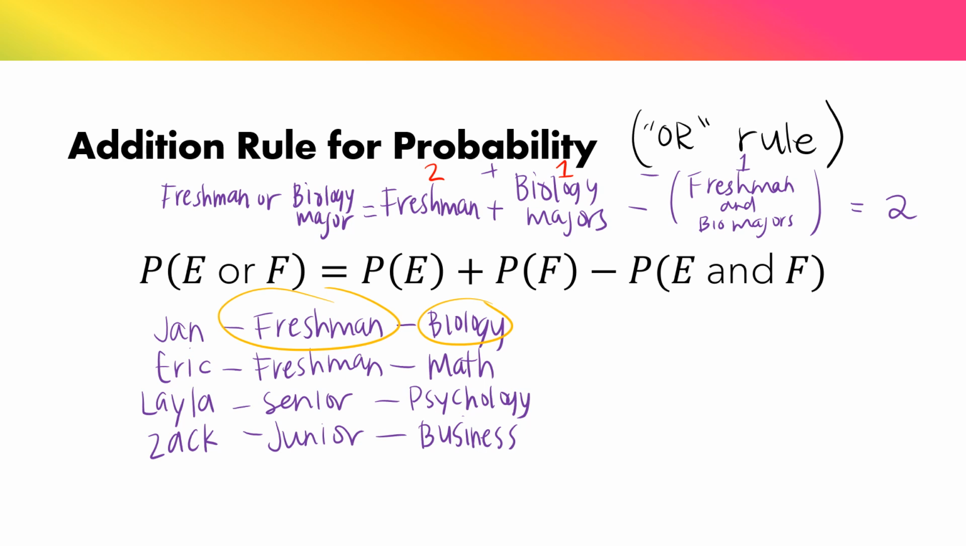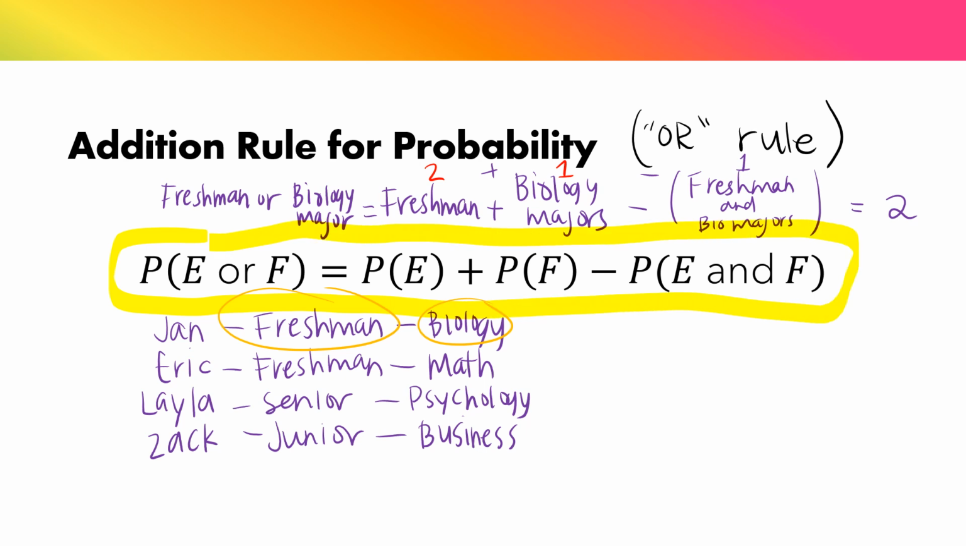All right, so that's why we subtract off that end piece, because whenever you add up those first 2 groups, you may end up counting some people twice. And so that last little bit accounts for that. All right, so make sure you get that formula down. And again, this is called the addition rule for probability, or the OR rule.